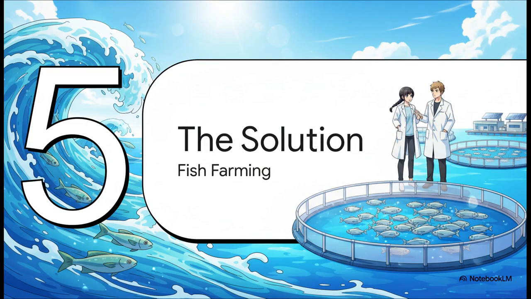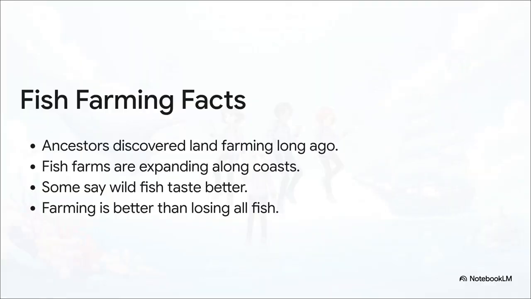Section 5. The farming solution. So what's the solution? The text points out that our ancestors figured out land farming a really long time ago to feed themselves. Now the argument is that we need to do the same thing with the oceans. In fact, fish farms are already expanding along the coasts. Now, of course, the text admits the counter-argument. A lot of people say wild fish simply taste better than farmed fish. And there's a neat little Arabic translation for wild jotted down in the student notes there, too.